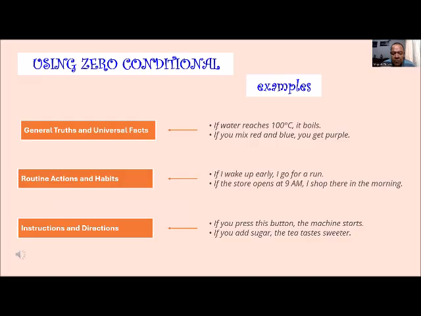It can describe habitual actions or routines that happen under specific conditions. For example, if I wake up early, I go for a run. If the store opens at 9 a.m., I shop there in the morning. It is often used in giving instructions or explaining processes. For example, if you press this button, the machine starts. If you add sugar, the tea tastes sweeter.